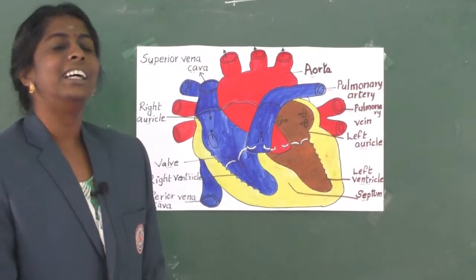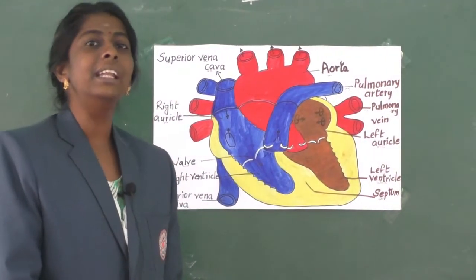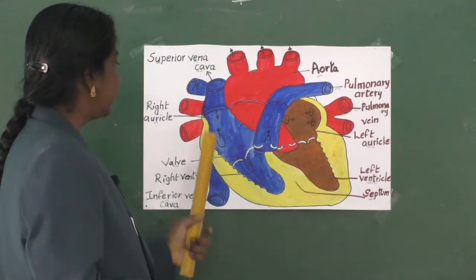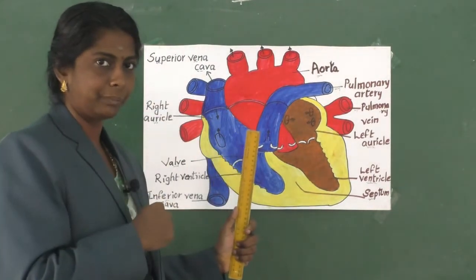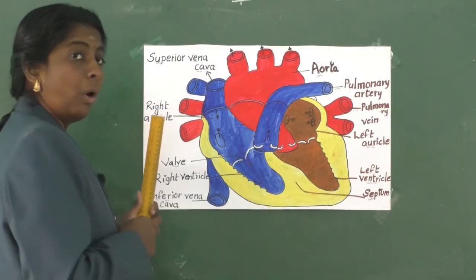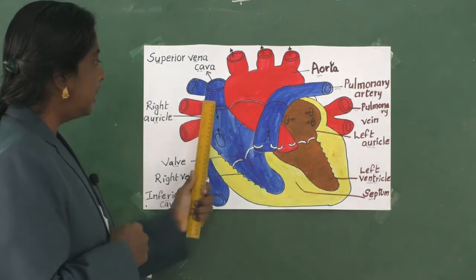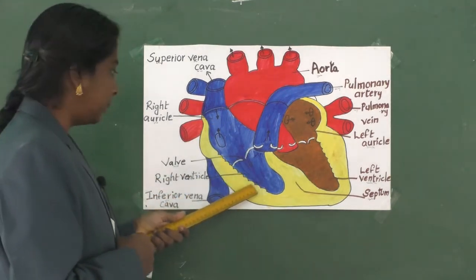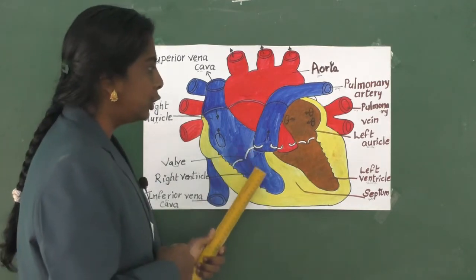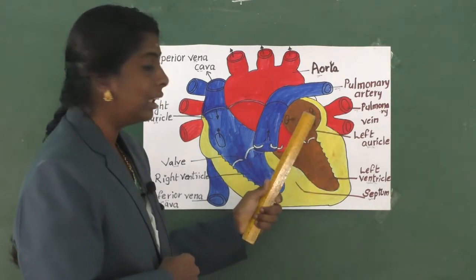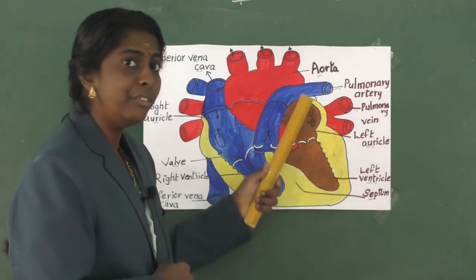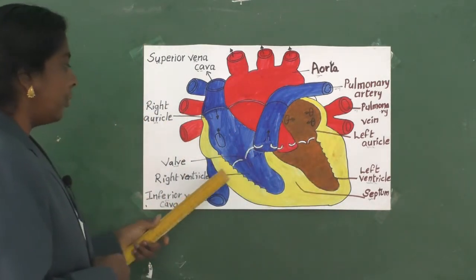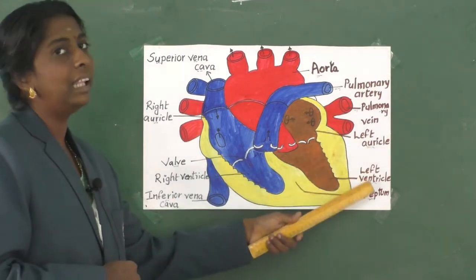Yes, children. Now, let us learn about the internal structure of the human heart. So this is the human heart. Basically, it is divided into four parts. What are the four parts? Right auricle and right ventricle, here you can see right auricle and here right ventricle. And the other two, left auricle and left ventricle.